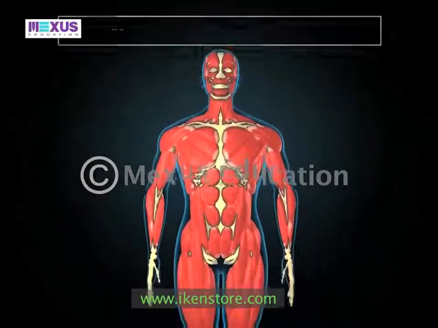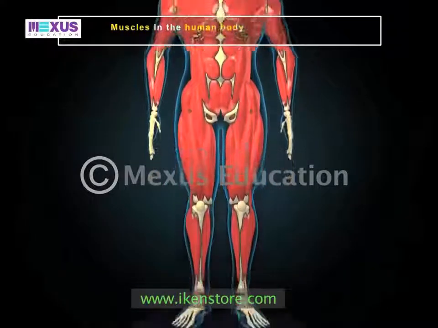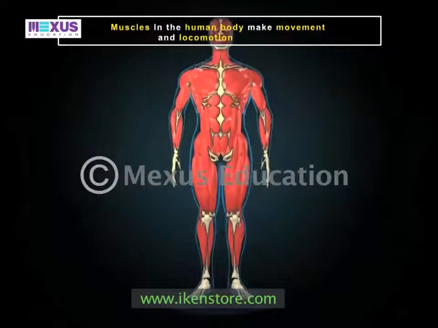Thus, the various muscles in the human body make movement and locomotion possible.